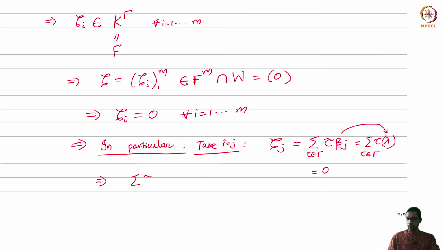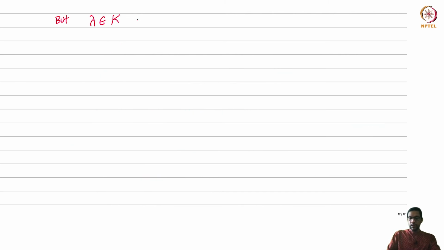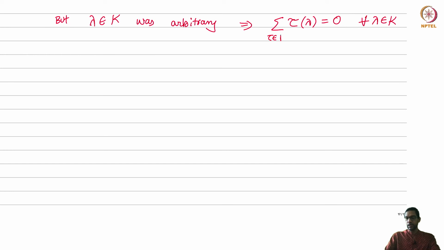Okay, so what does this mean? This says that the summation of tau of lambda is 0, tau belonging to gamma. But now here is the interesting thing. Remember, the lambda was arbitrary to begin with. We could have chosen any element lambda of the field K, because beta j was non-zero to begin with, so you could scale and change its value to any element of K. So this implies that the summation of tau, when evaluated on lambda, is 0 for all lambda in the field K, tau coming from gamma. This means that if you think of these as maps from K to K, this identity holds when I'm thinking of all the taus as being maps from K to K.